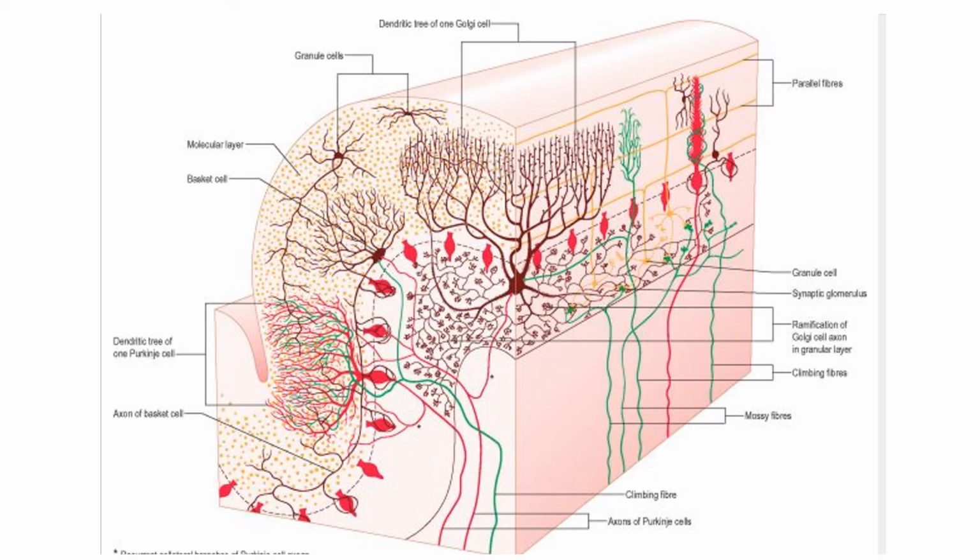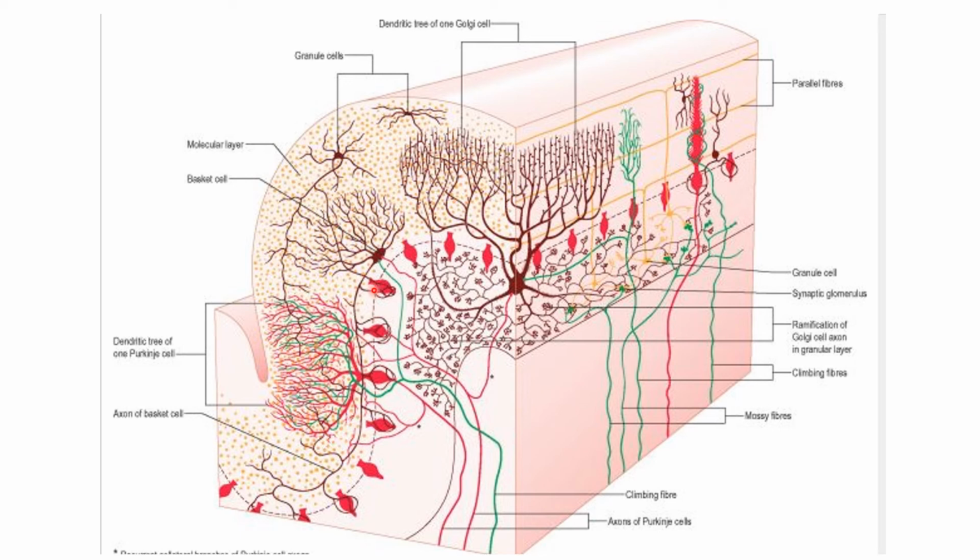This is a section where this part is cut as a longitudinal section, and this is cut as a transverse section. This is a fissure, you can see. This is part of the folia. So you can see the arrangement of the cells in the three different layers.